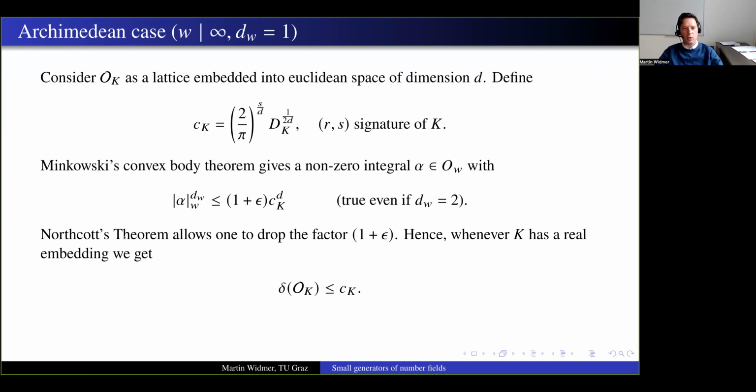But Northcott's theorem, of course, allows you to drop that 1 plus epsilon, because there's only finitely many alphas that really show up. And so what you get is that not only do you find a generator of height at most c_K, you find even an integral generator of height at most c_K. By the way, this observation that such an alpha exists is true even if the place has a local degree 2. It's just that in this case, we don't know that the alpha is a generator. So what we learned from that: Ruppert's conjecture is nearly trivially true when K has a real embedding.